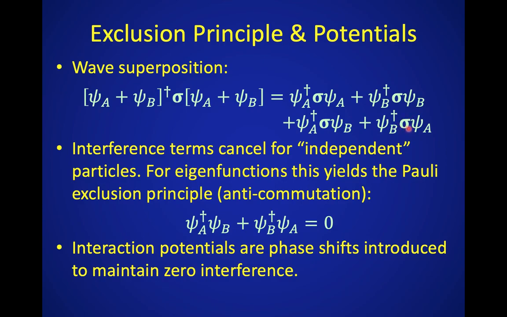Okay, so if we force the interference terms to be 0, and in particular if these waves are eigenfunctions of one of the components of spin, so that the matrix character of it drops out and we just have some constant, then we would get the Pauli exclusion principle that says that these wave functions must anti-commute. So that's the same as saying that the interference terms would cancel. And then the way we force this to be 0 is by introducing phase shifts, which we call interaction potentials. So the interaction potentials are put into the wave functions in order to force the interference to cancel.